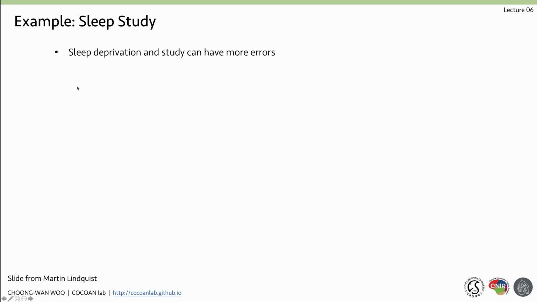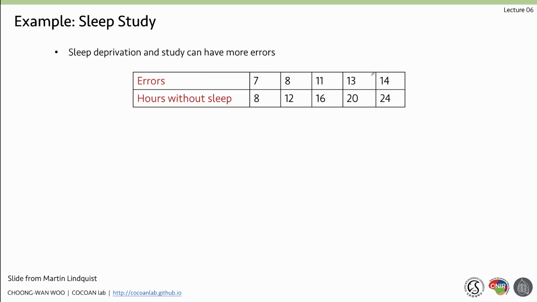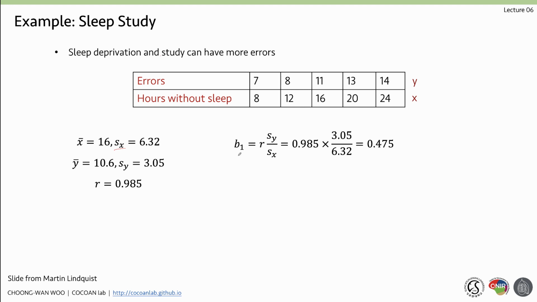Okay, let's look at example data from a sleep study. If you have more sleep deprivation, then you can have more errors. So these numbers are errors you made, and these numbers are hours without sleep, so sleep deprivation. If we calculate x bar, the mean of x, that is 16, and the standard deviation of x is 6.32, and y bar equals 10.6, and the standard deviation of y equals 3.05. If we calculate the correlation, that's 0.985. That's a really high correlation. And based on these values, we can calculate b1.